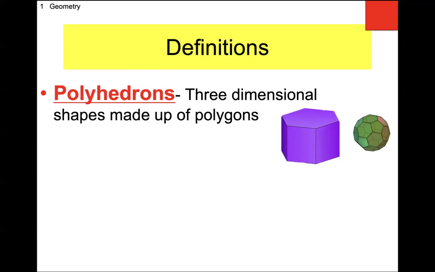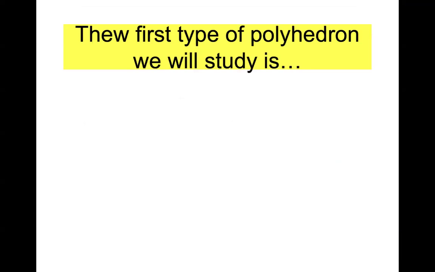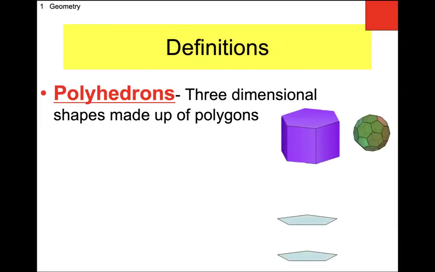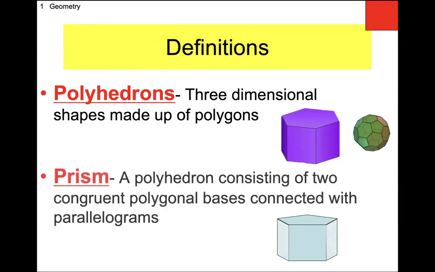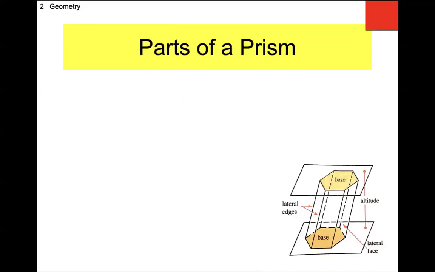Remember, you can always hit the pause, but I'm moving on. All right, the first type of polyhedron we will study is take two polygons that are congruent, place them parallel to each other, and then join the sides with parallelograms, and you make something called a prism. A prism is a polyhedron consisting of two congruent polygonal bases connected with parallelograms. Okay, so we're going to label parts of a prism. Put it on pause, take a moment, draw that prism down there, and then we'll label all the parts.